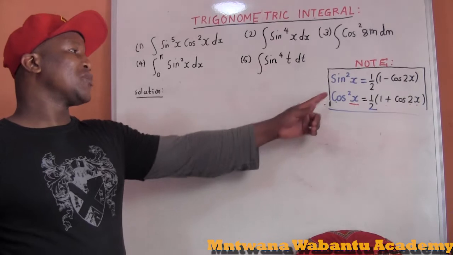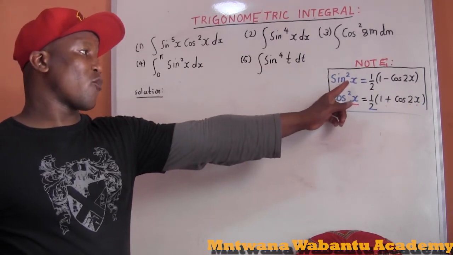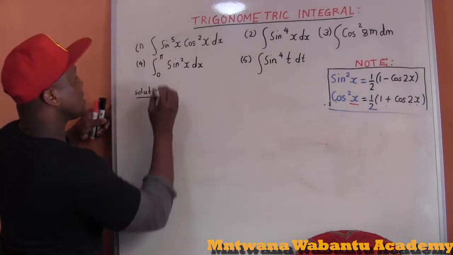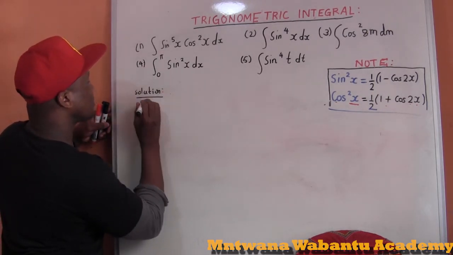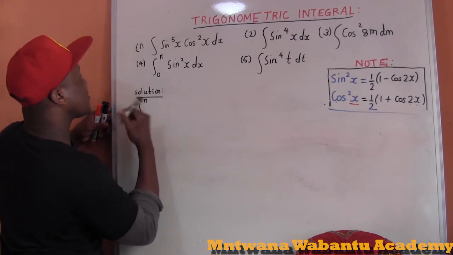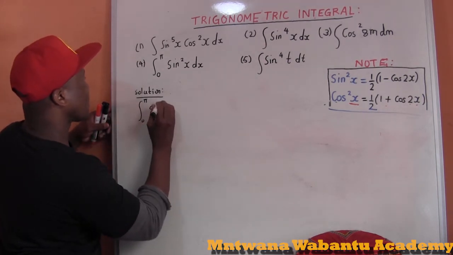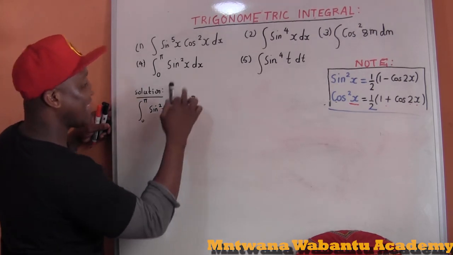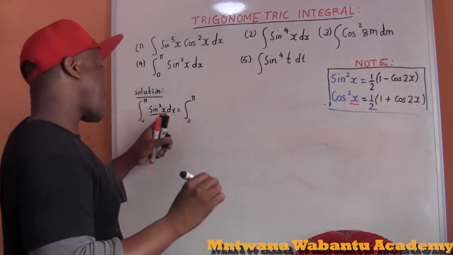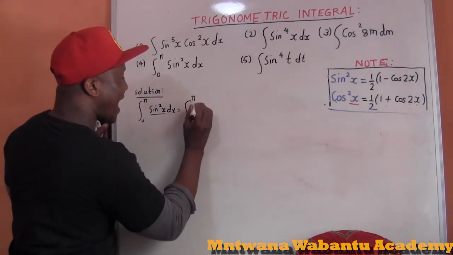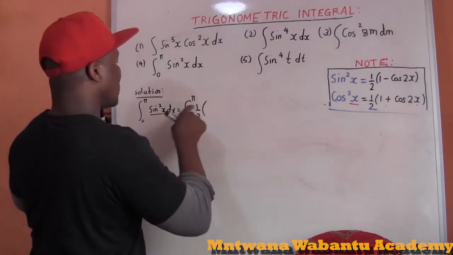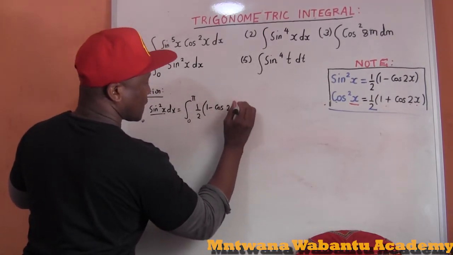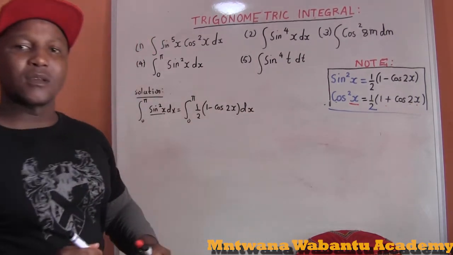So, I'm going to use the same formula. Because there's a power here, this means the integral from 0 to pi. You see now they give us the limit: sine square x dx. This equals the integral from 0 to pi, our limit. I'm going to replace sine square x with a half of 1 minus cos 2x, dx.